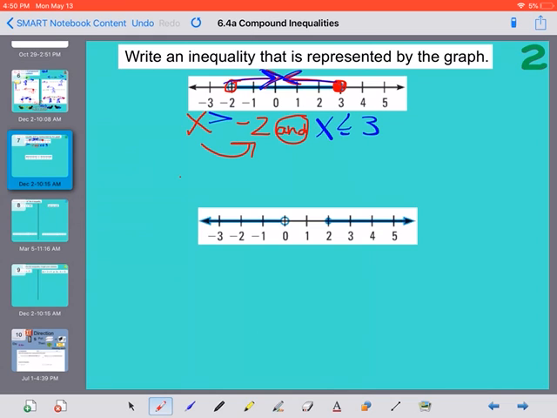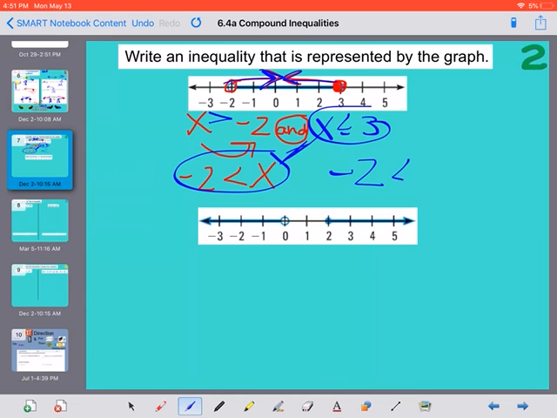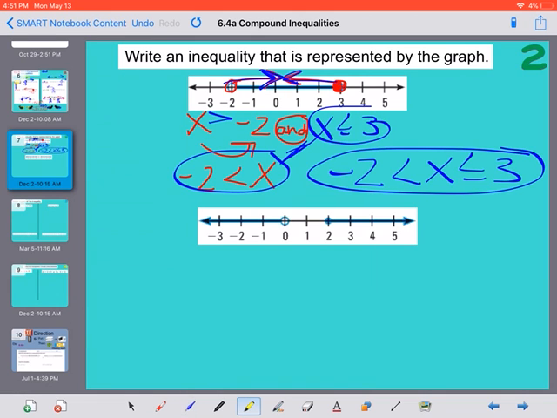So we can flip-flop this around, always the one that's the smaller number, negative 2, flip your symbol, and x, and we can now combine these two where the x's join. So it would be written as negative 2 is less than x is less than or equal to 3. I would accept that, or written like this as well.